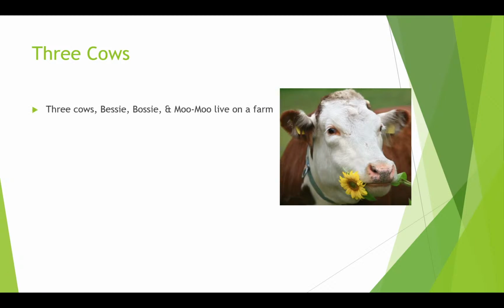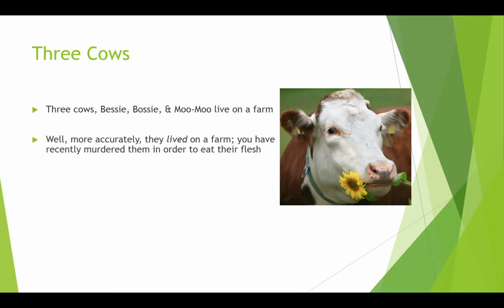Three cows, Bessie, Bossy, and Moo Moo, live on a farm. This is Bessie. I mean, it was Bessie. More accurately, they lived on a farm. You have recently murdered them in order to eat their flesh. Because, well, that's what you do to cows when you have hamburgers.